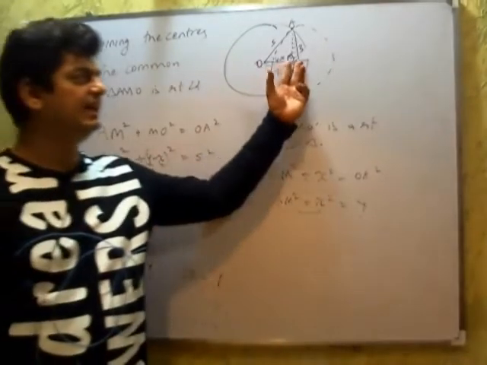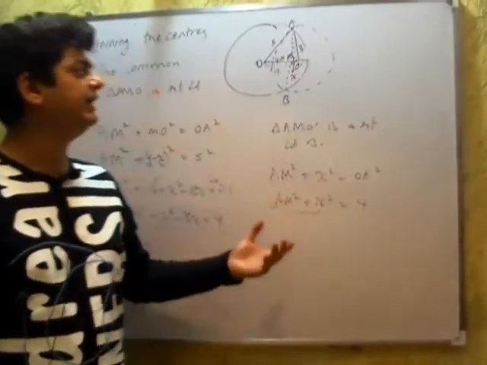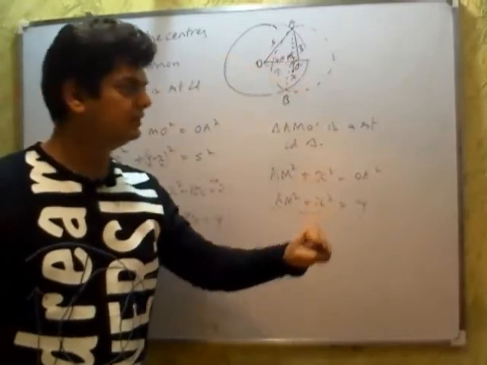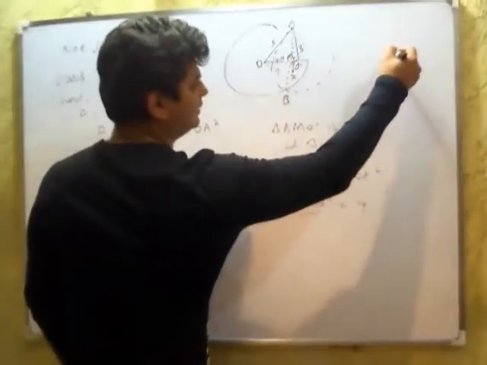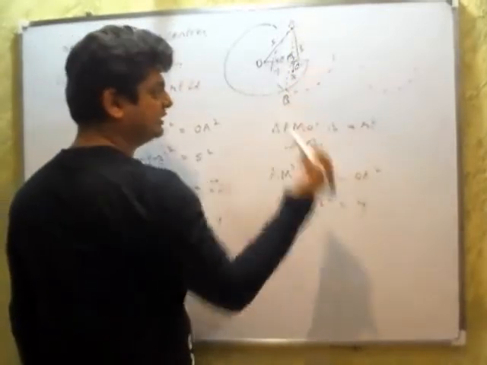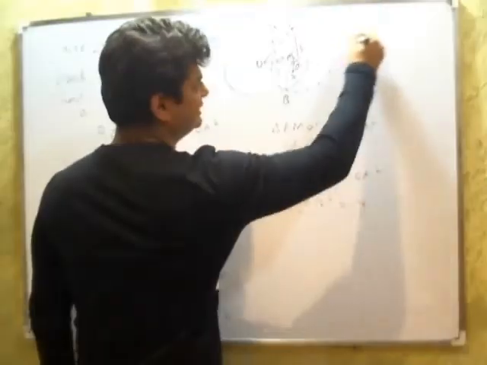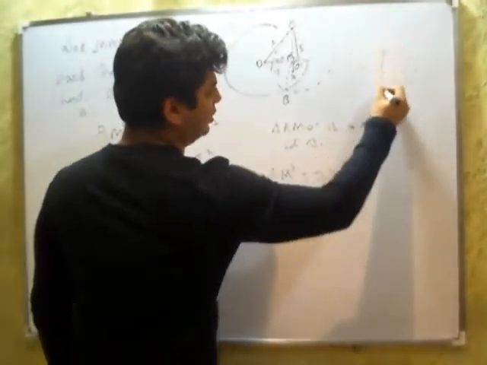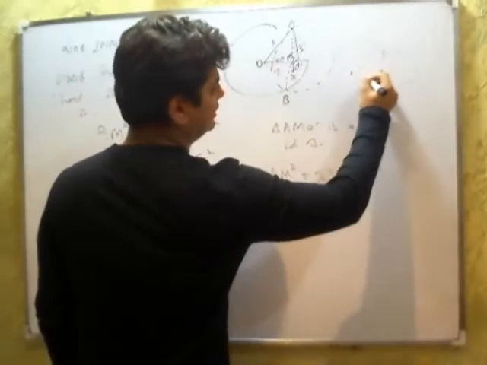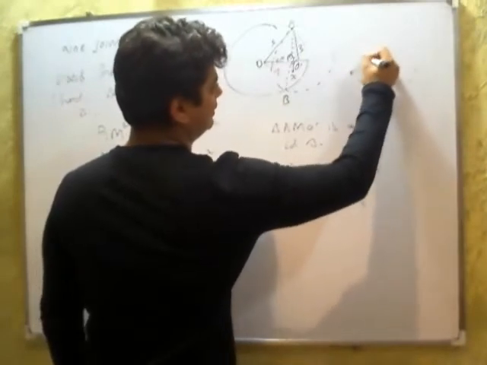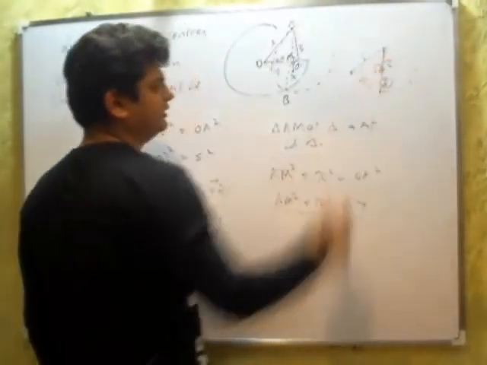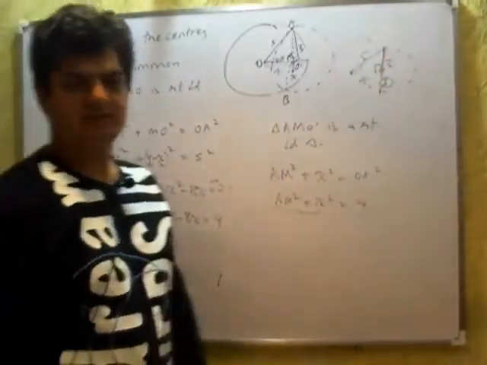That means this length does not exist, right? Therefore, we can say that M and O dash coincide. Therefore, the common chord which was passing through M, and since M and O dash are coinciding, you can say that the common chord is passing through the center. And since this is 3 and this is 3 as well, therefore the length of the common chord is 6.